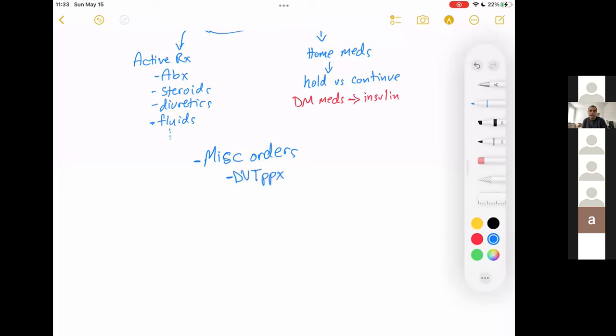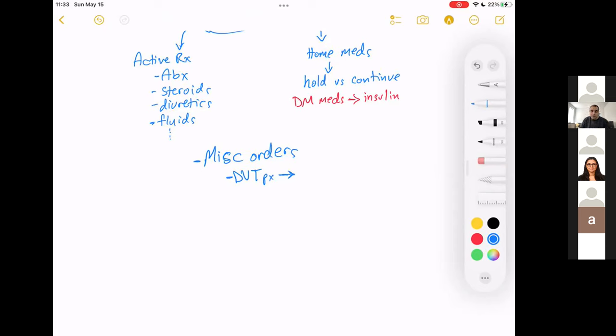Okay, so DVT prophylaxis is important for all patients. Some patients more than others, but a lot of the time you will have to start them on DVT prophylaxis. And how do you prophylax for DVT in patients? With Clexane. So low molecular weight heparin. Yeah. Anything else? Can you use heparin? You can.